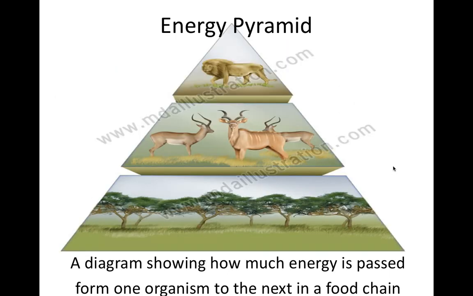And this is what we call an energy pyramid. So an energy pyramid is a diagram showing how much energy is passed from one organism to the next in a food chain.